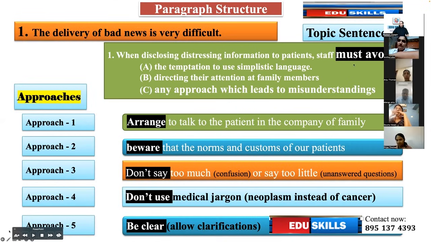Here the question says staff must avoid. So the manual speaks about what should be done and what should not be done. So here three things should be done. Be arranged. You should arrange. You should be aware. You should be clear. The other two things are don't say, don't use, which means one of them must be the answer, or two of them together. The summary of the two can be the answer.